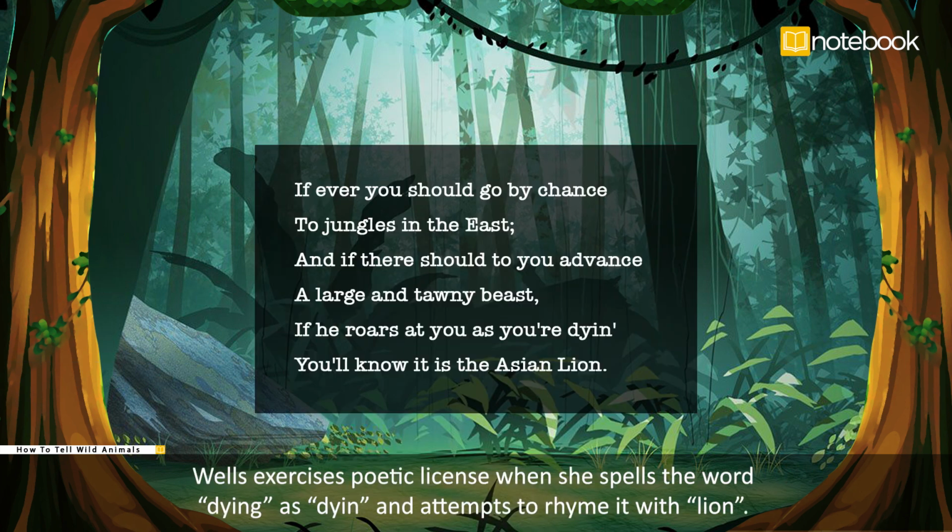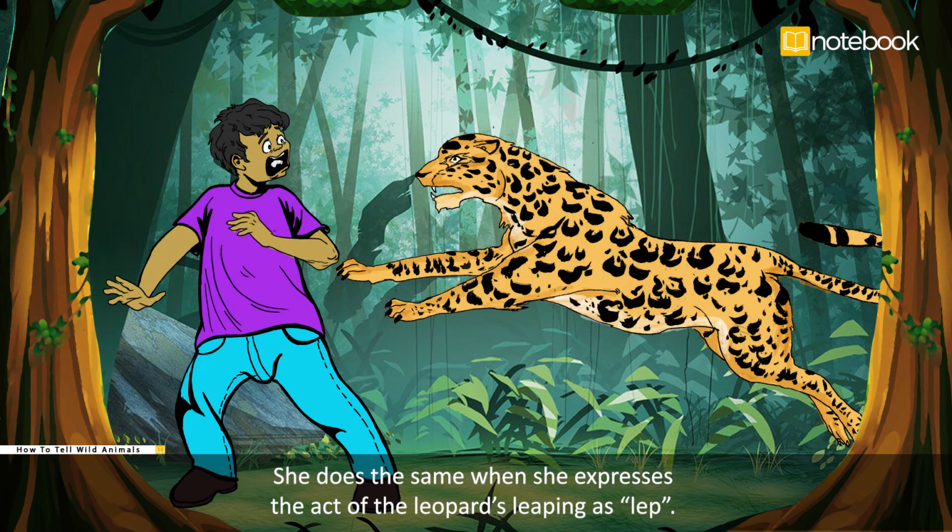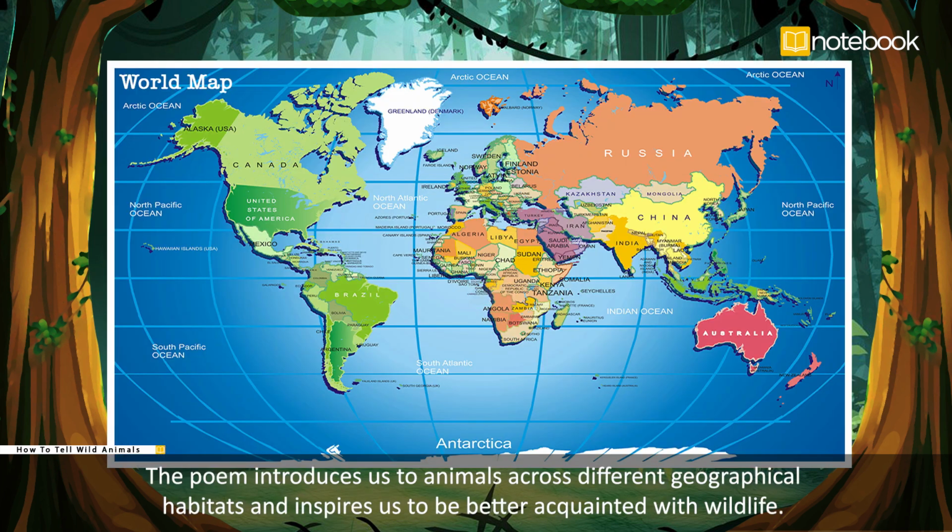Wells exercises poetic license when she spells the word dying as dine and attempts to rhyme it with lion. She does the same when she expresses the act of the leopard's leaping as lep. The poem introduces us to animals across different geographical habitats and inspires us to be better acquainted with wildlife.